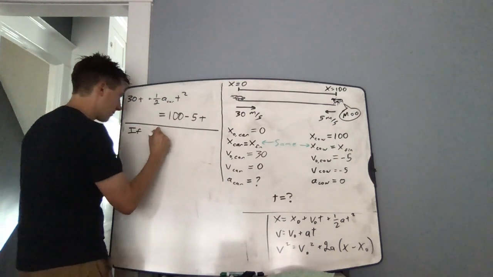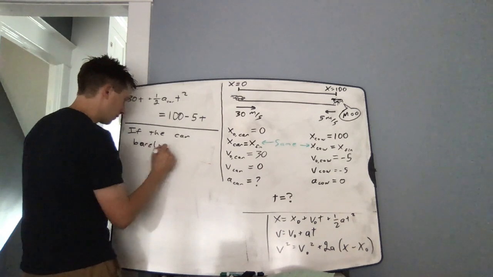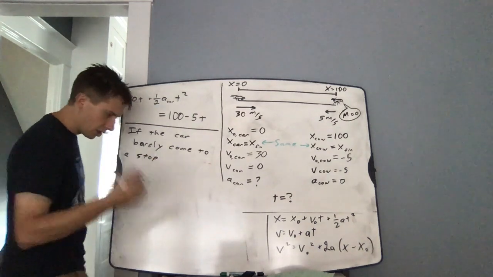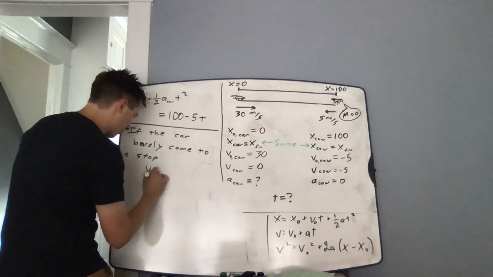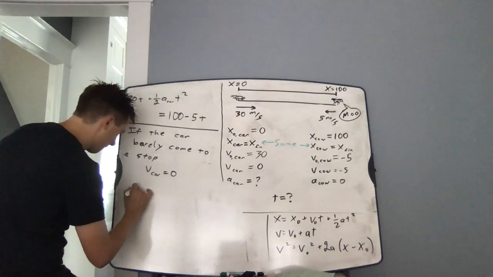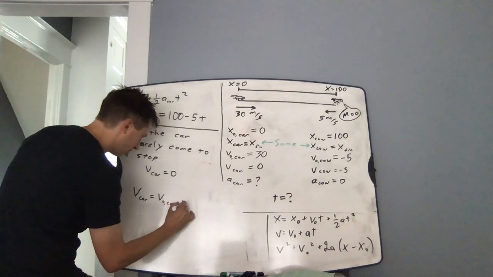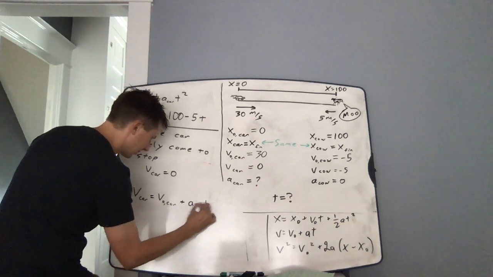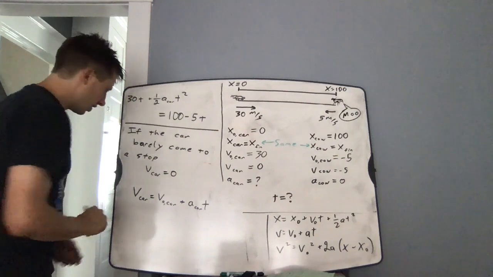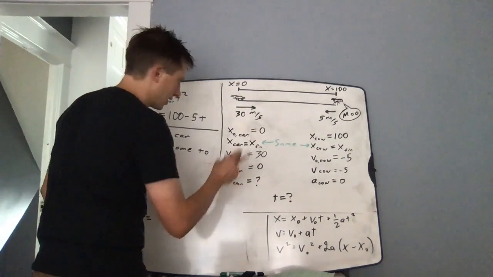If the car just barely came to a stop, that means v car final is equal to 0. And let's use the final velocity of the car is equal to the initial velocity of the car plus acceleration of the car times t. So let's plug numbers in. Let's see if we could get something useful. So final velocity of the car is 0. Initial velocity of the car is 30.